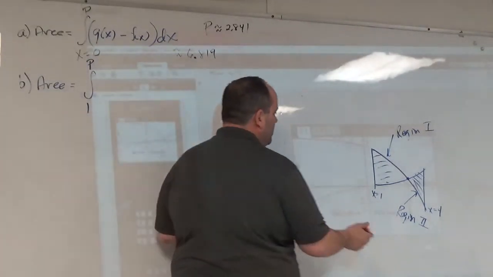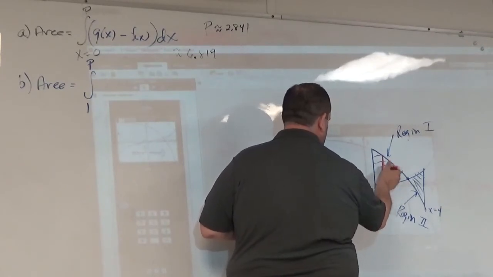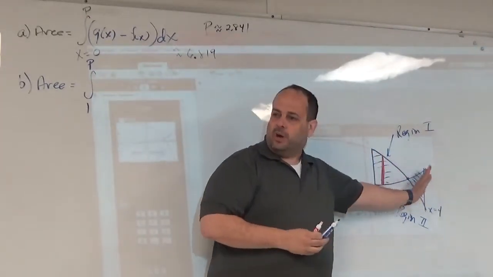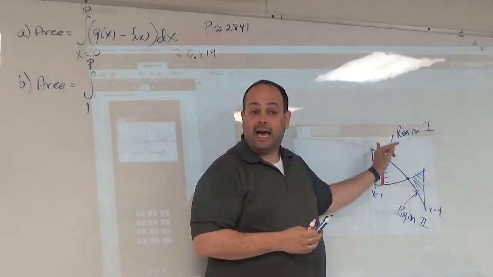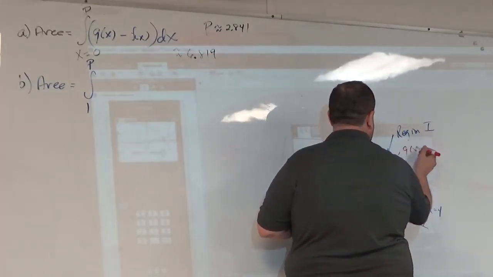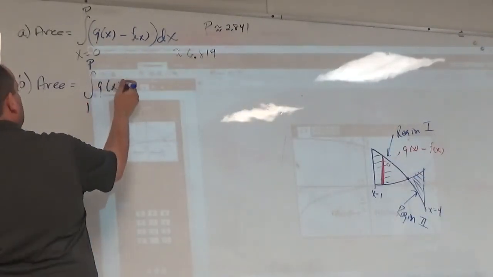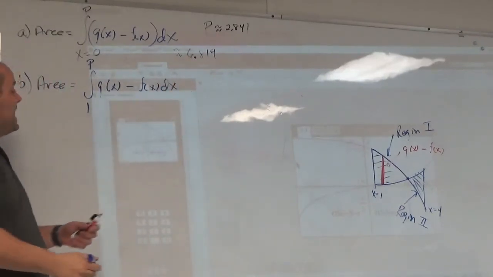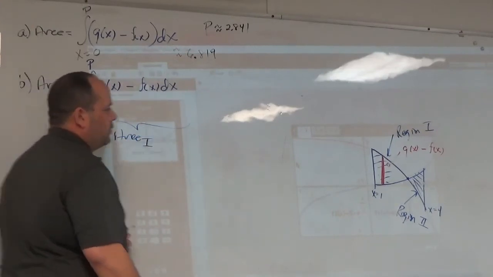Now be careful, when you do your slice, that rectangular representative slice, how tall is it if you're in region 1? In region 1, how do you determine the height? Is everybody okay that this is going to be g of x minus f of x? Okay, so we're going to integrate g of x minus f of x with respect to x. That's the area for region number 1.